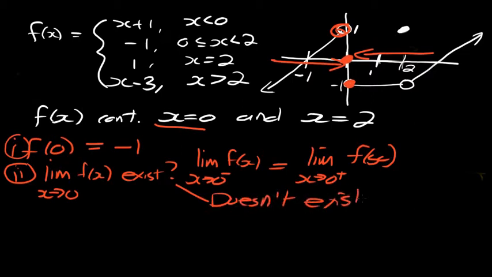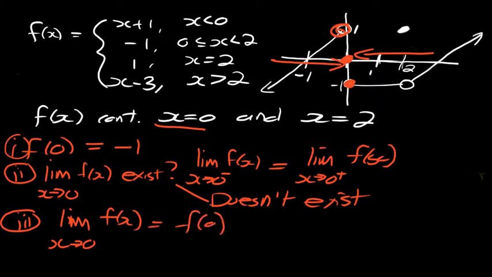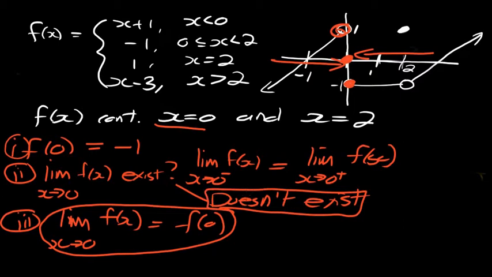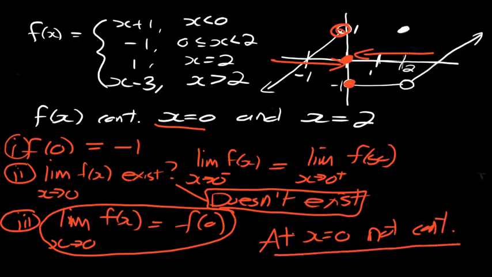And therefore, you don't even need to do the third test, which says the limit of f(x) as x approaches 0 must be the same as f(0). You don't even need to do that, because if the test already fails at the second point and the limit doesn't exist, then you know it's already not continuous at x equal to 0. Okay, now that is for x equal to 0, so let's look at x equal to 2.